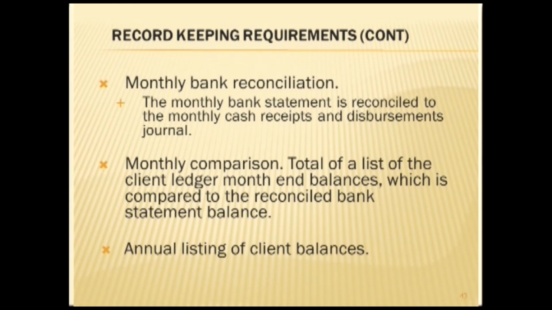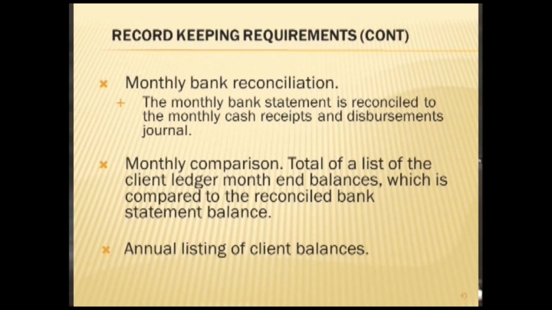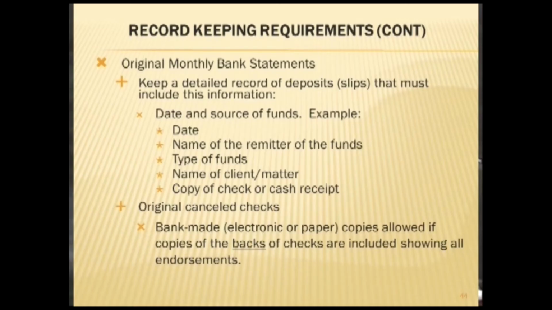Another record-keeping requirement is the annual listing. The annual listing of all the ledgers is an additional monthly comparison, the 13th monthly comparison within a year. It is not a copy of any one of the 12 monthly comparisons. It's a 13th comparison. We call it the annual listing, and again, we list every one of the ledgers and their month-end balance. You can pick any month of the year to do the annual listing, but it must be done.